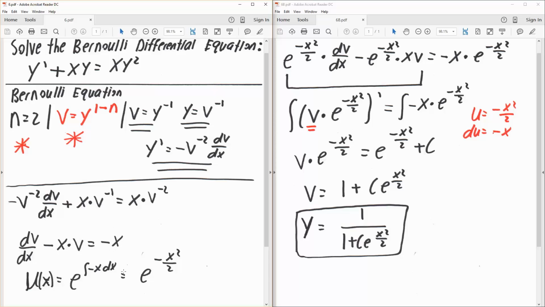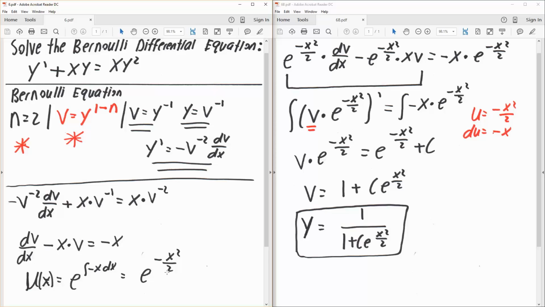So now we want to get an integrating factor since it's in standard linear form. So we say e raised to the integral of negative x dx. The integral of negative x dx would be negative x squared divided by 2. So this would be our integrating factor.